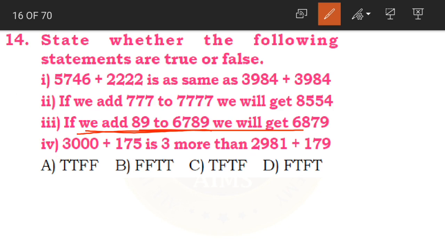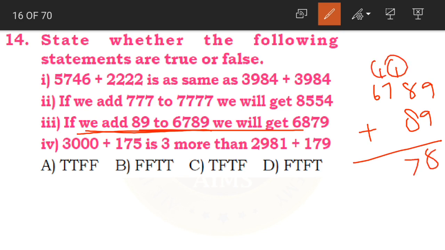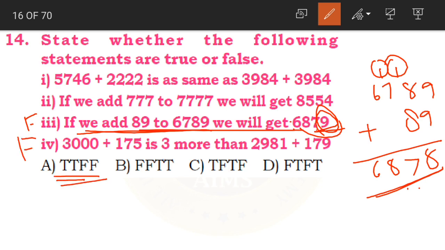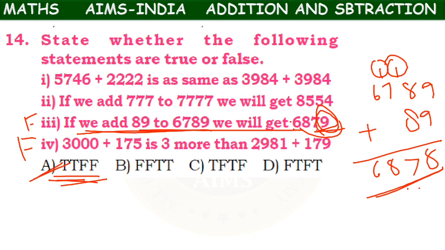See, if we add 89 to 6789, 9 plus 9 is 18. Let me add this quickly, okay? What will we get as our answer? 6878. But what is it given here? 879. It is wrong, right? So again, the statement 3 is false. Yes, even statement 4 will be false only. So option A will be our correct answer.